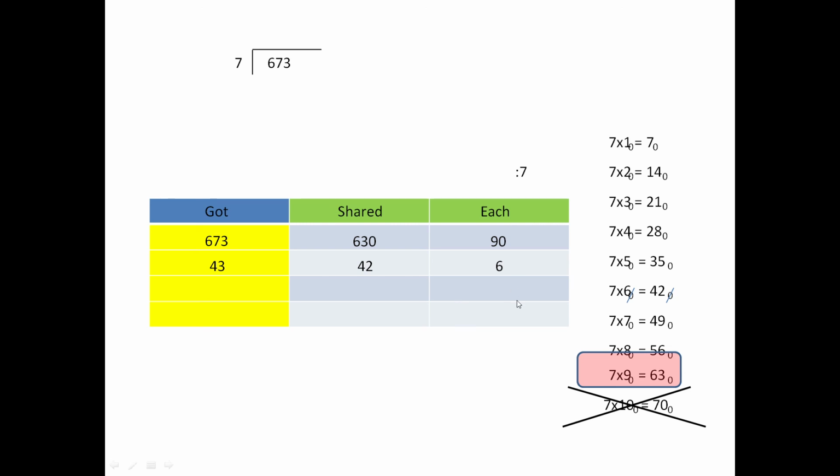And the result of the division is 96. And the remainder is 1. We are going to put here 96 and the remainder 1.